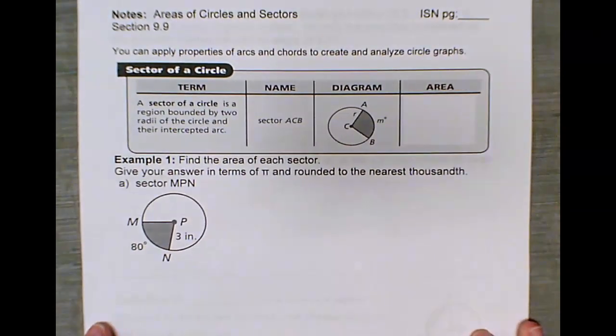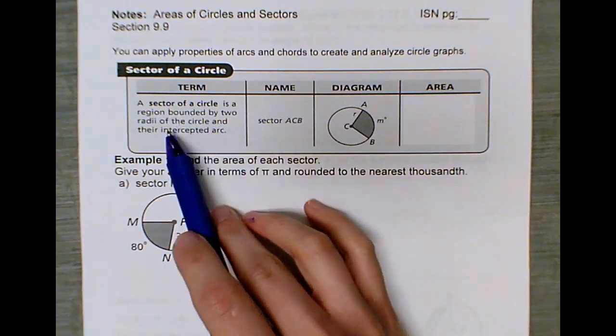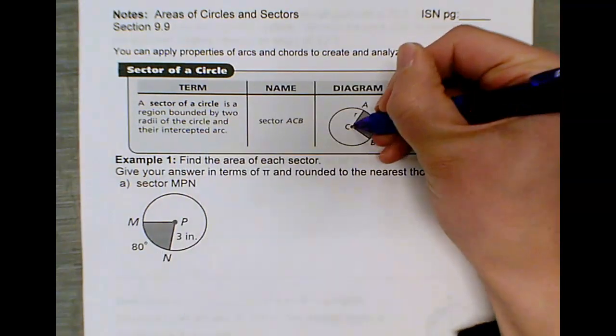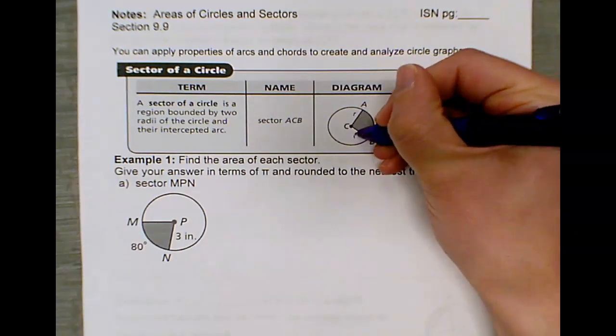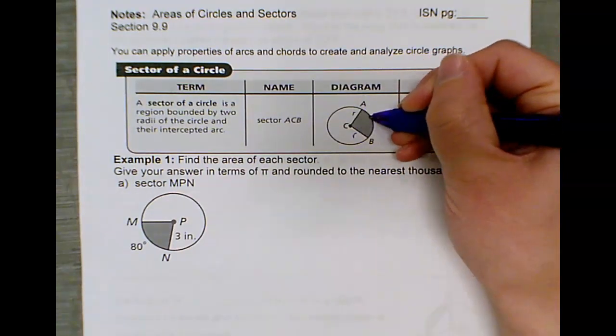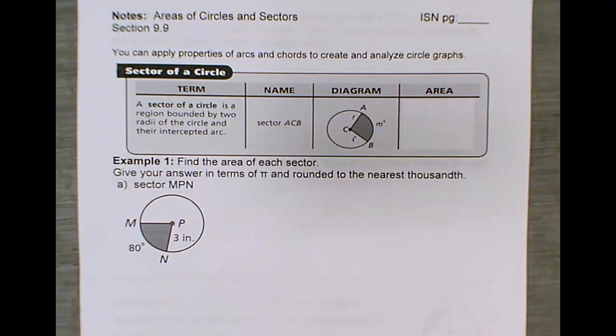So today, we're going to take that idea and apply it to our areas of circles and sectors notes. Now, the definition of a sector of a circle is a region that's bounded by two radii of the circle and their intercepted arc. So I've got the center of circle C right here. I've got a radius r, I've got another radius r over here, and then the intercepted arc AB right here. So this sector is bounded by the two radii and the intercepted arc. It almost looks like a pizza slice, right? That's a sector.